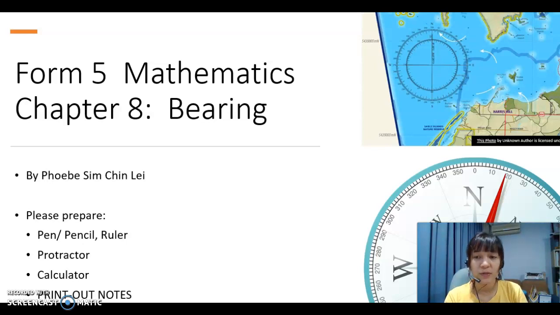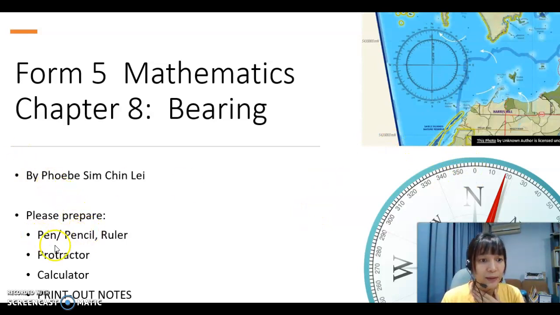Hi class. So after your Gawai and Raya holidays, we're going to proceed with a new chapter, chapter 8, bearing. Okay, what is a bearing? You see a map here, and there's a compass here. This week, we are going to learn how to look at the compass. You see all this numbering? They're all degrees, right? So we're going to learn bearing.